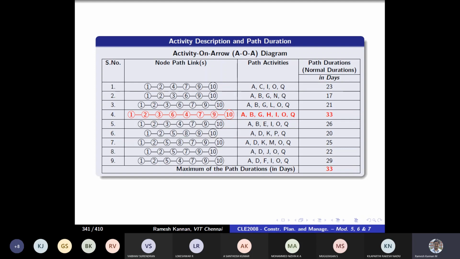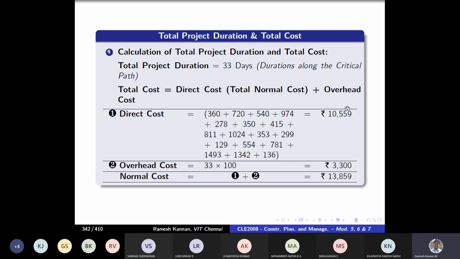So it'll be good if you find out what the critical path, the longest path in the network diagram, is by this methodology. In this method, as I told you, the longest path is A, B, G, H, I, O, Q, and the path duration is 33. This is a normal duration critical path. So you have to find out how we can crash it to a greater degree. This is a very important thing. The total project duration, or the critical path duration, is 33 days, right?